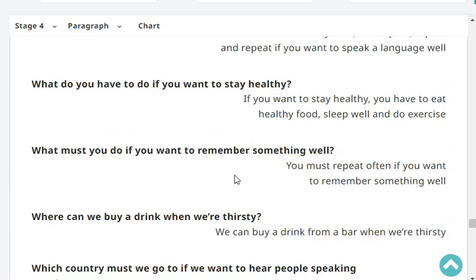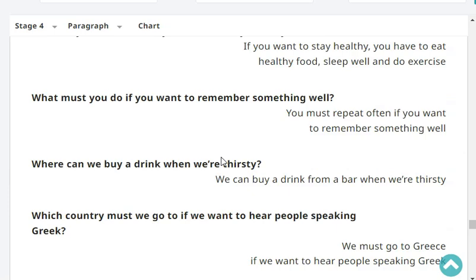What do you have to do if you want to stay healthy? If you want to stay healthy, you have to eat healthy food, sleep well, and do exercise. Do you exercise? No, I don't exercise. Me too. Okay, next.